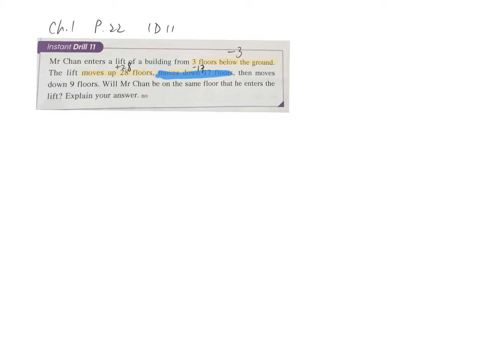So let's go on. The next action is then move down again, move down 9 floors. So in direct numbers, moving down will be a negative of 9. So the question after all is, will Mr. Chen be on the same floor that he enters the lift? So let's work it out.